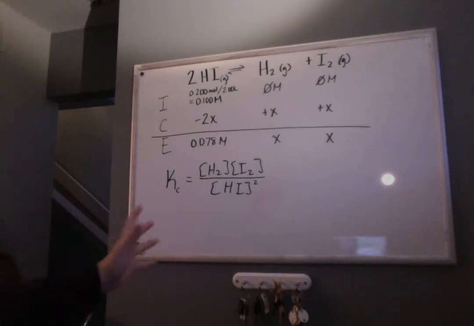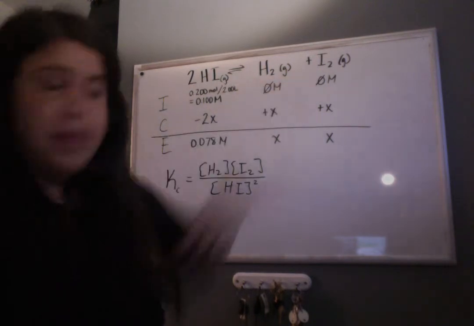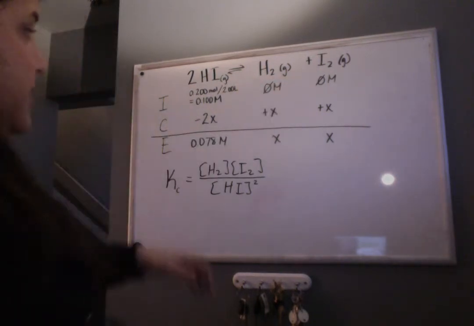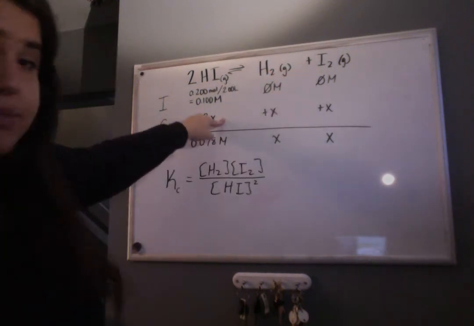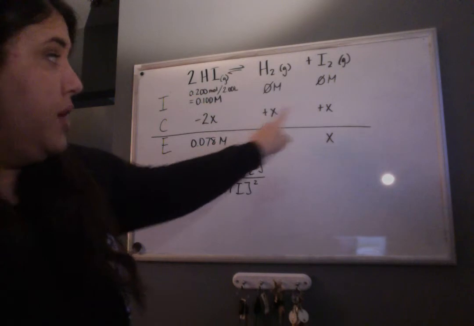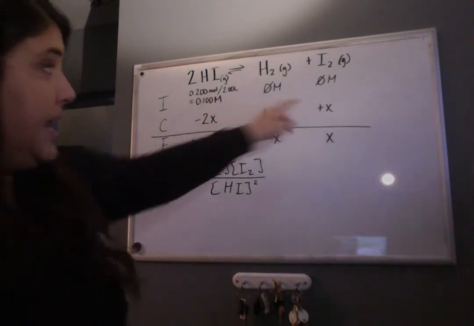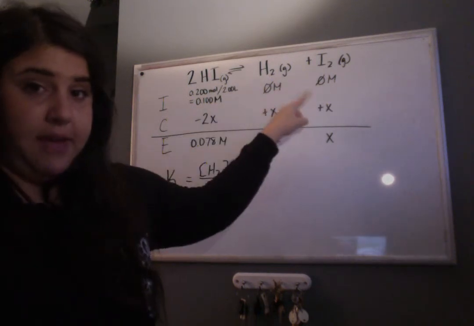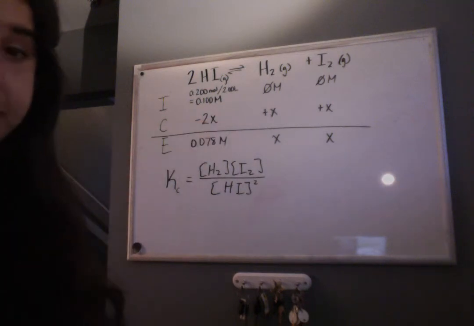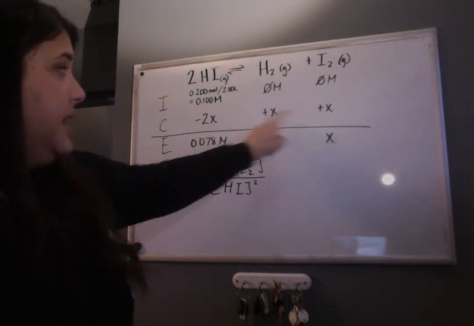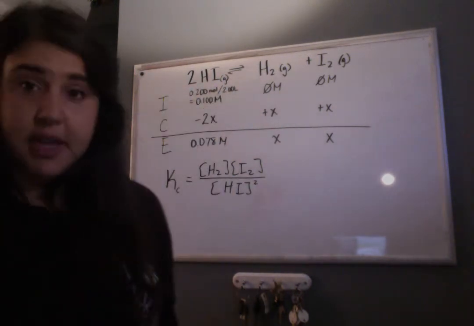Now, when I think about the change in a reaction, what I have to remember is that my coefficients play a part in the change that I will see. So my ratio here is a 2 to 1 to 1 ratio. I know that I will be losing some of my reactants because I cannot go in the reverse direction when I have nothing to start with. So I have my minus 2x, I will lose 2x, and I will gain 1x, again because of my ratio in my balanced chemical equation.